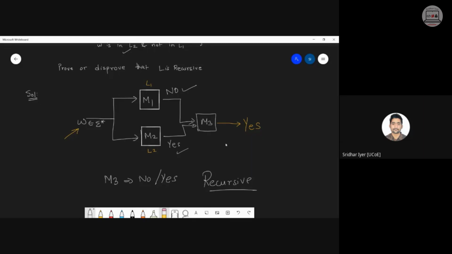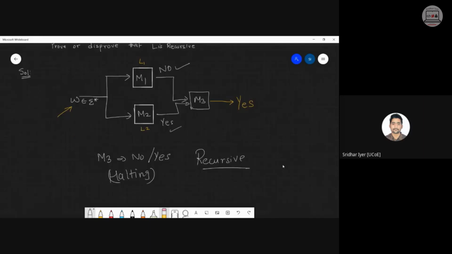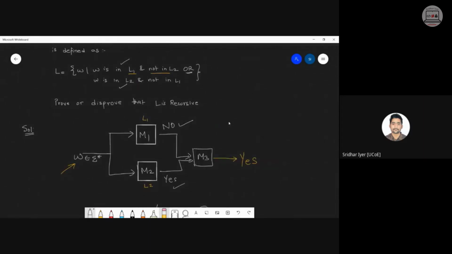If it is giving no as well as yes, both as the output, then the machine is halting. Simple, straightforward question. If it is only giving yes and it is not considering the no values, then it will loop forever. In that case, it will be a recursively enumerable language. But in this case, it is giving both the answers. It is halting for yes as well as for no. Hence, it is a recursive language in nature. Clear? So we can say that it is proved that this particular language is recursive. Such questions come in the exam.